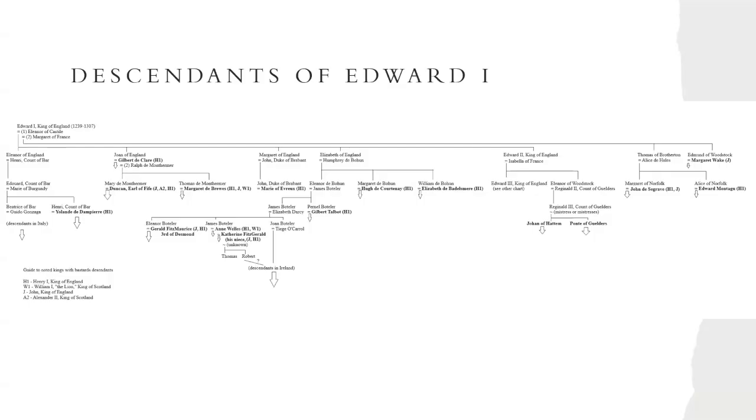For Edward I's son, Edmund of Woodstock, his wife Margaret descends from a bastard of King John, and their daughter is Joan, Countess of Kent, mentioned frequently in my previous chart.